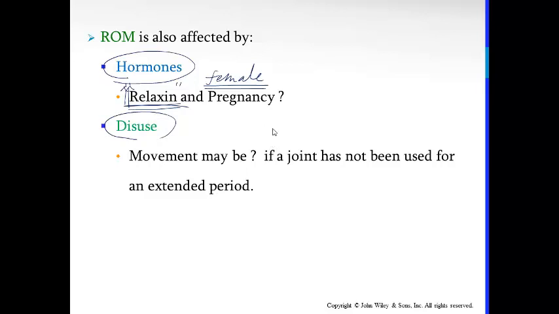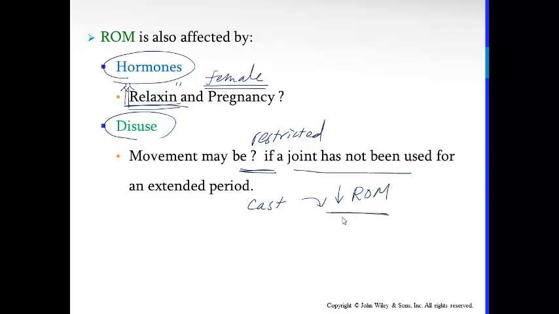So, for instance, movement tends to be restricted if a joint hasn't been used for a longer period of time. For instance, if you're wearing a cast, this limits your range of motion, and usually after the cast is removed, you actually have to regain some of that muscle strength and everything in order to move.